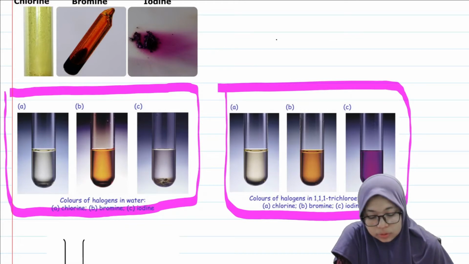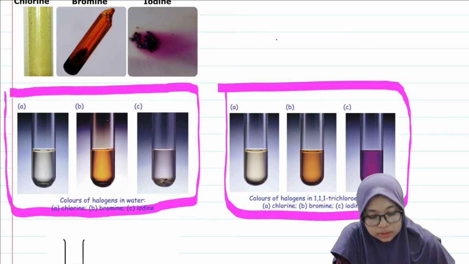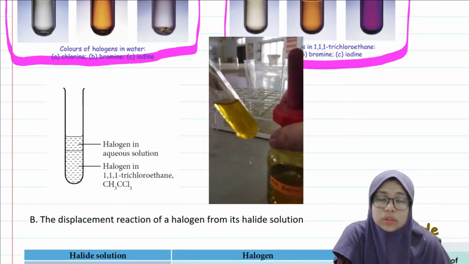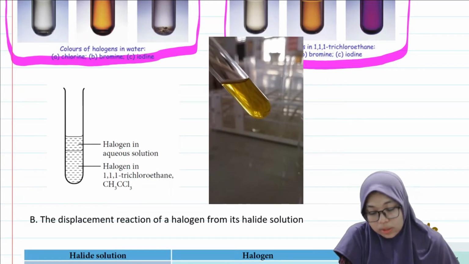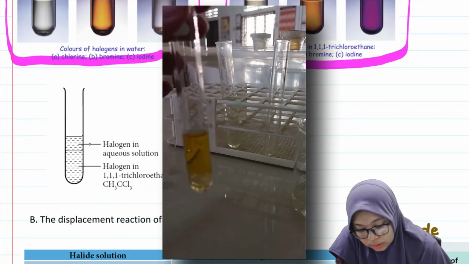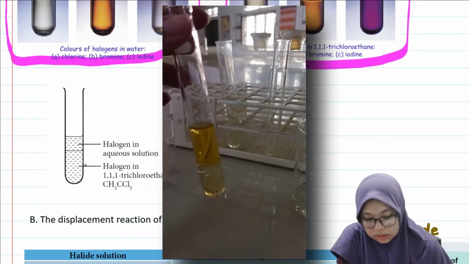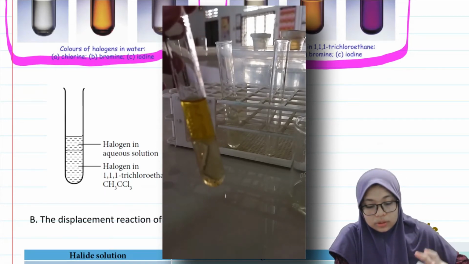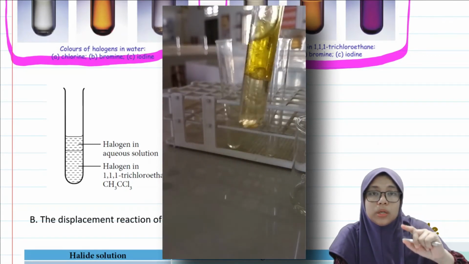In this experiment you will not get one layer of liquid, but you will have two layers, because you are adding the chlorine water, bromine water and iodine water into the 1,1,1-trichloroethane. If you look at your textbook, they show these two layers of solution and liquid. In this video, I will paste the video of how you can see the difference in the two liquids.